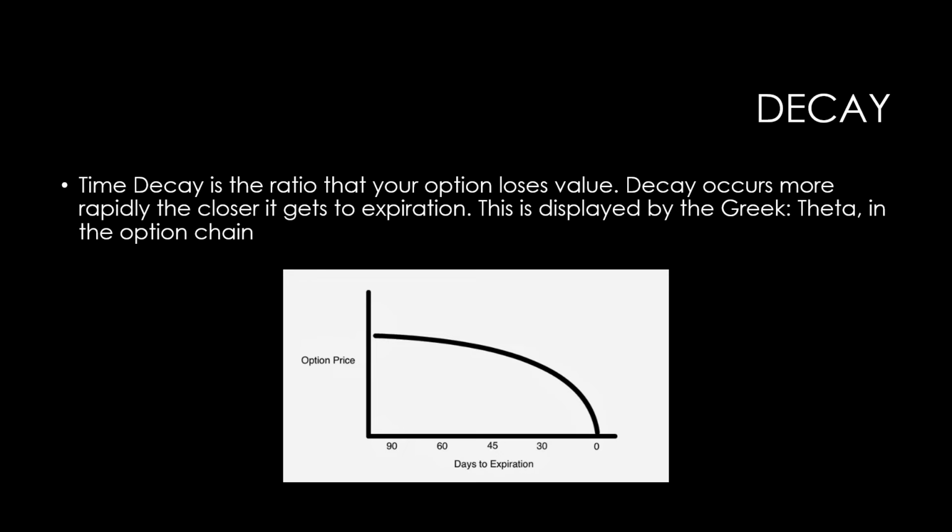Decay. Time decay is the rate that your option loses value. Decay occurs more rapidly the closer it gets to the expiration. This is displayed by the Greek theta in the options chain.